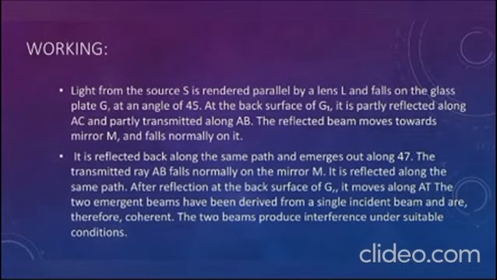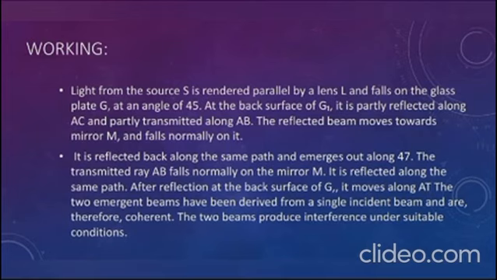Light from the source S is rendered parallel by a lens L and falls on the glass plate G1 at an angle of 45 degrees. At the back surface of G1, it is partly reflected along AC and partly transmitted along AB. The reflected beam moves towards the mirror M1 and falls normally on it. It is reflected back along the same path and emerges out along AT.